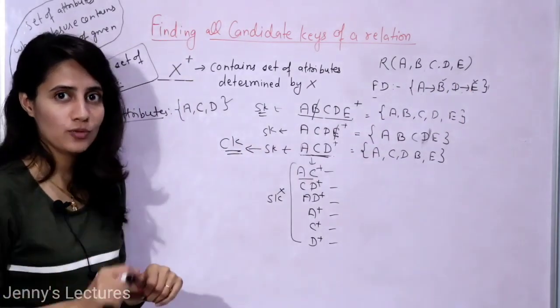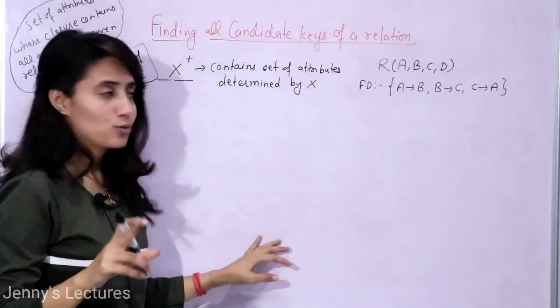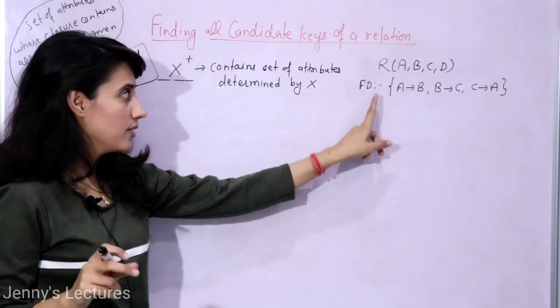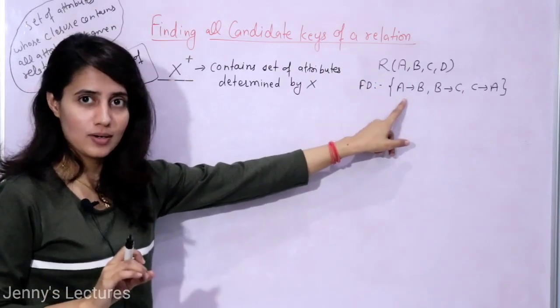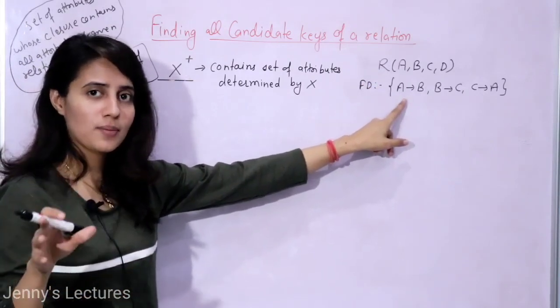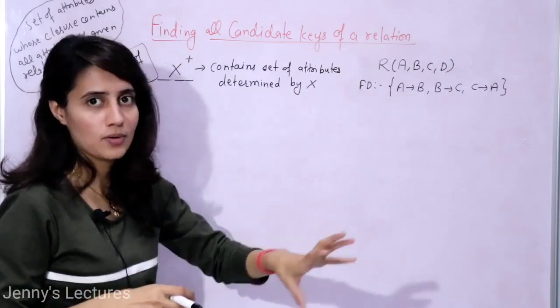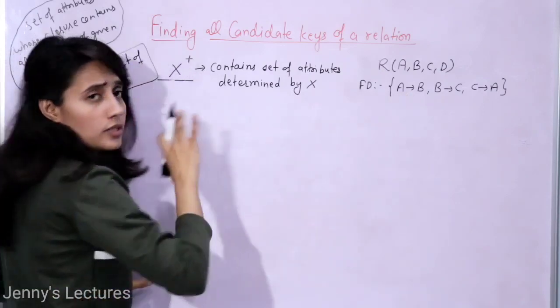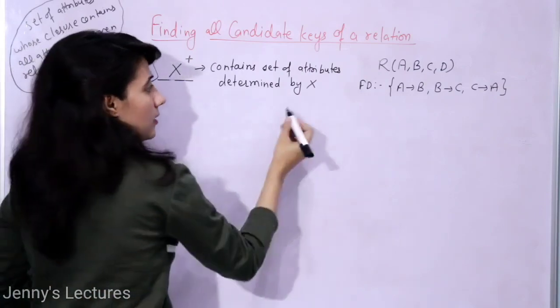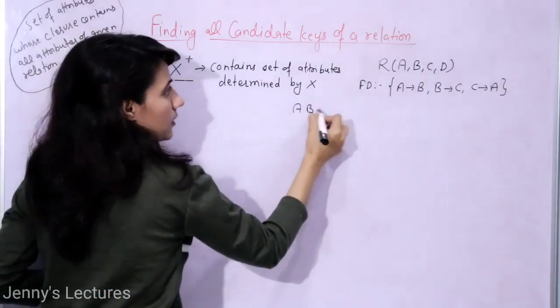In that case, what will you do? Let us take one more example. Suppose this is a relation given, and the functional dependencies are these. We will take one more example where we will discuss the complex functional dependencies as well. Now see, the first step is what? Simple. I can say that A, B, C, D.